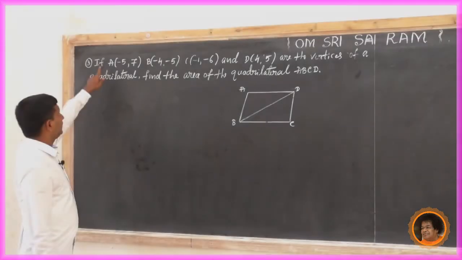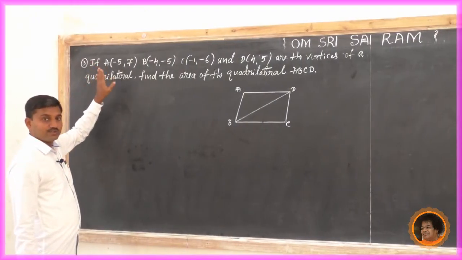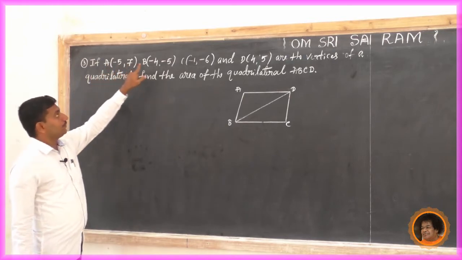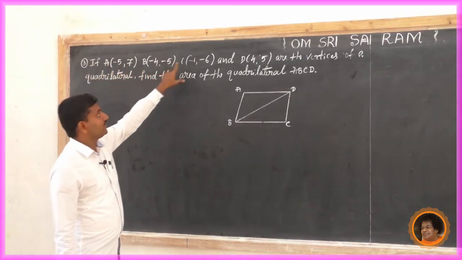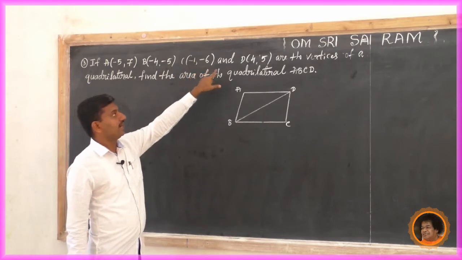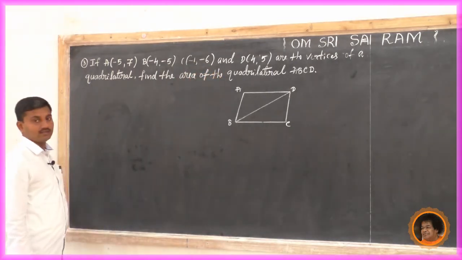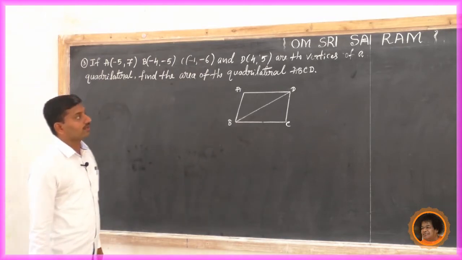So the next question. This is the last question in this lesson. If A(-5, 7), B(-4, -5), C(-1, -6) and D(4, 5) are the vertices of a quadrilateral, find the area of the quadrilateral ABCD.